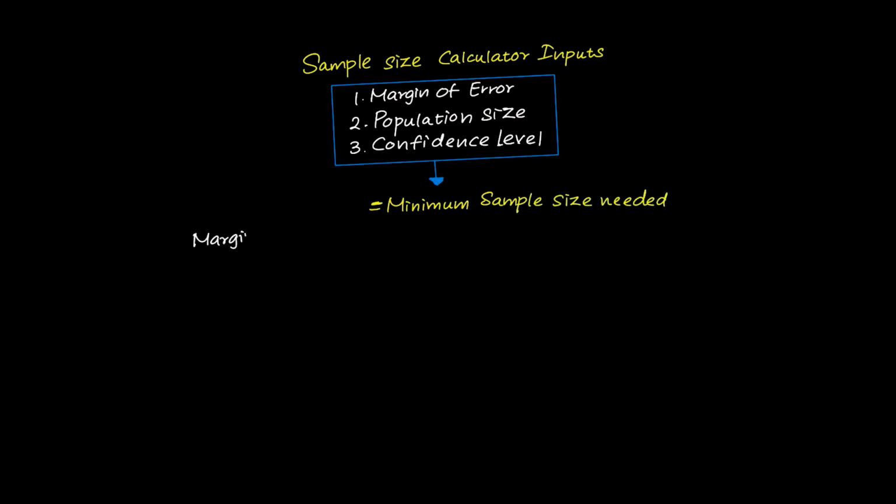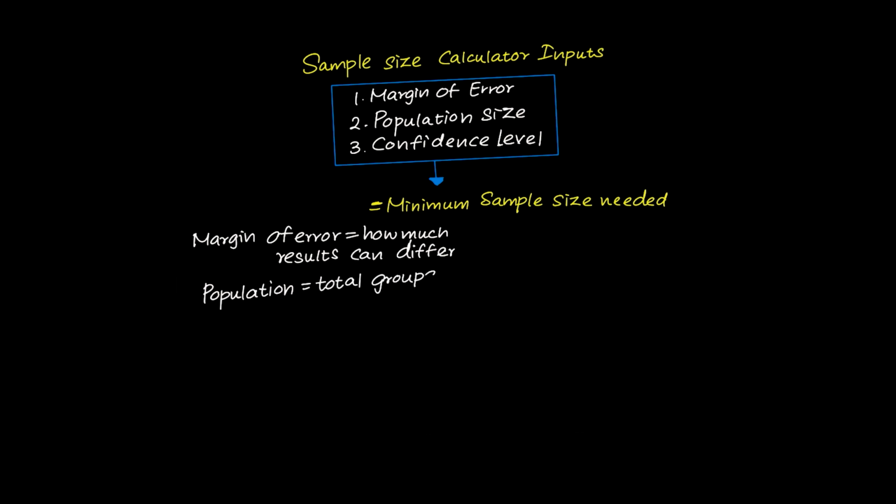Margin of error tells you how much the sample results can differ from the true population result. Population size is the total number you're drawing your sample from. Confidence level is the probability that your sample accurately reflects the broader population. Most studies aim for 95%.